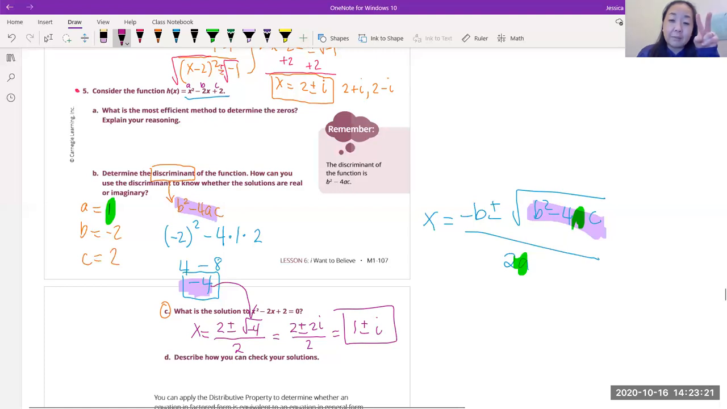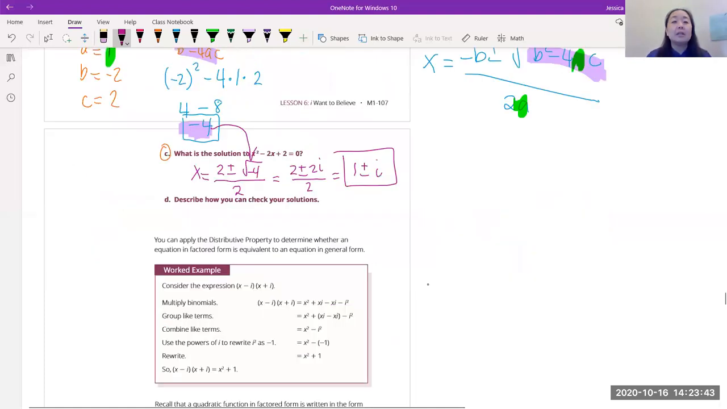And if you leave it like that, I'll be like, simplify, right? Well, I noticed 2 goes into 2 one time. Then 2 goes into 2i one time. So what we're left with is just an i, right? So my literal answer is going to be 1 plus or minus i. Okay? 1 plus or minus i.